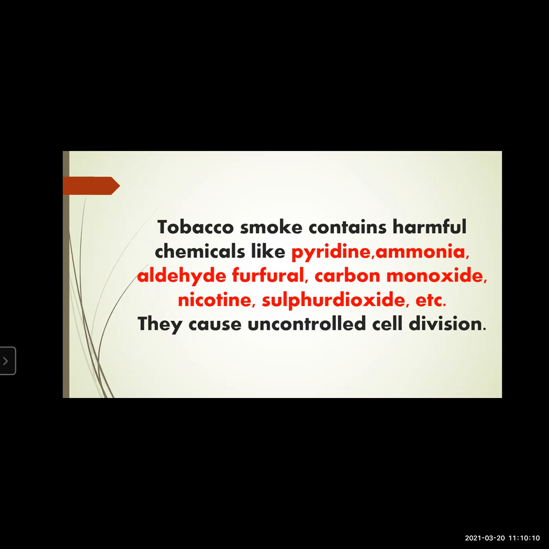And who gives information to the cell? Who is the controller of the cell? It is DNA. That means some kind of mutation is going on in the DNA because of taking tobacco. So here you can see the whole of this is oral cancer. The whole mouth is affected.